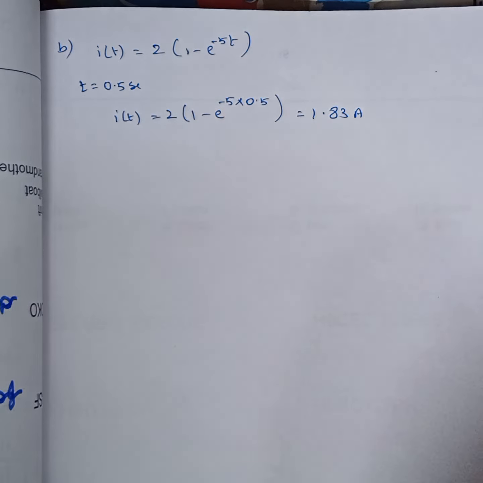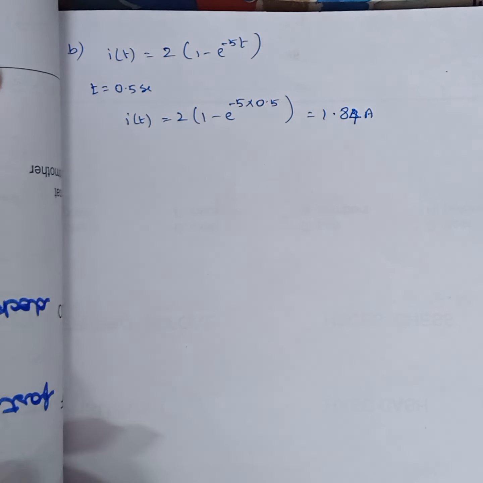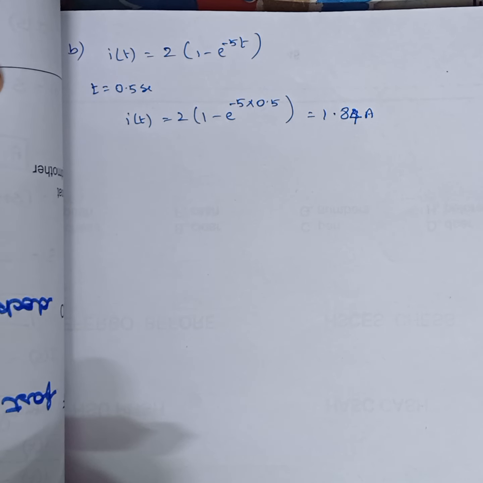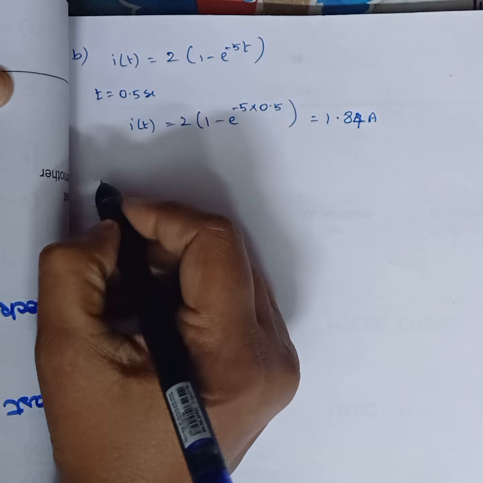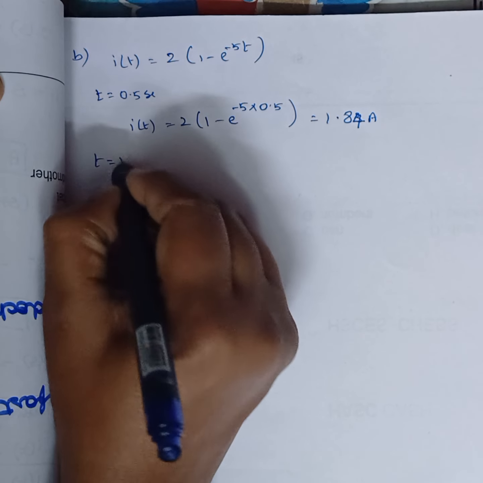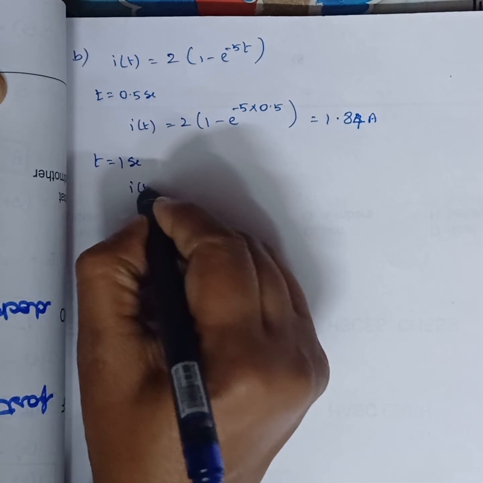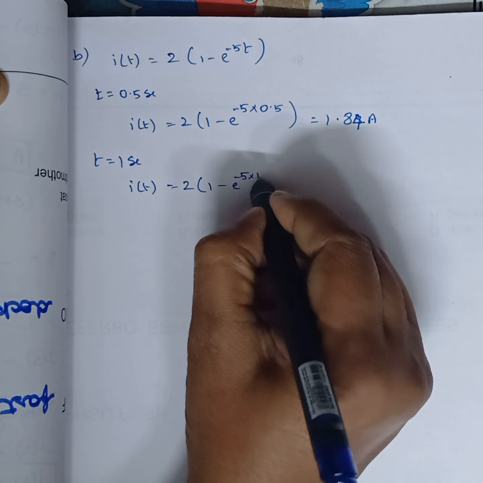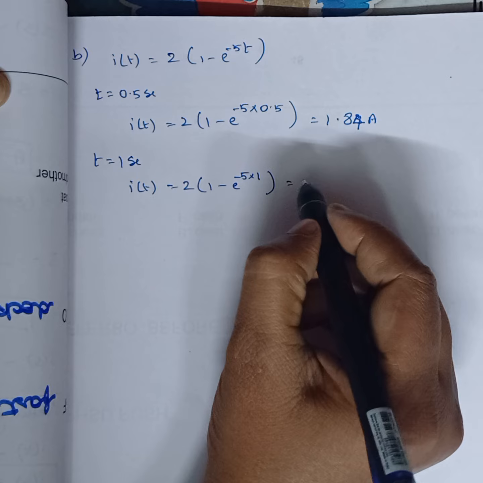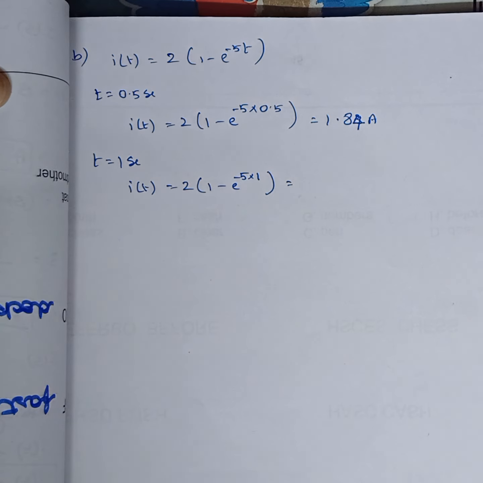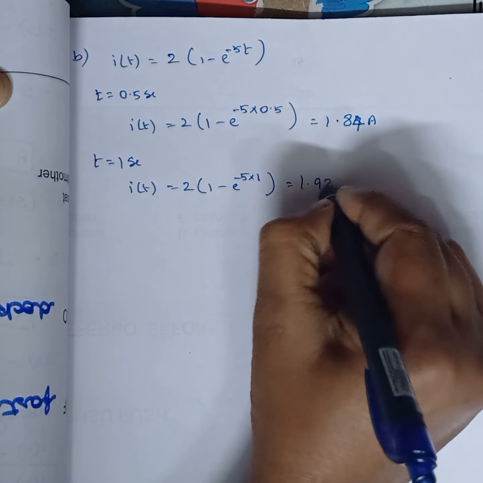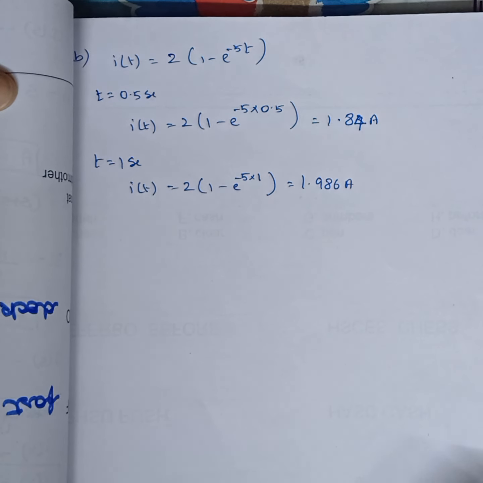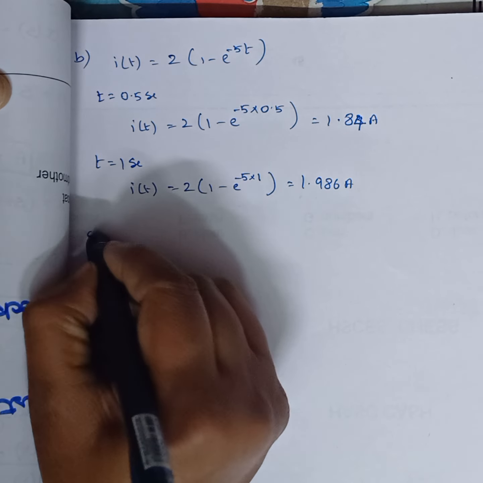Okay, then again at t is equal to 1 second, I of t is equal to 2 multiplied by (1 minus e power of minus 5 into 1). If you substitute this, we'll get 1.986 amps.